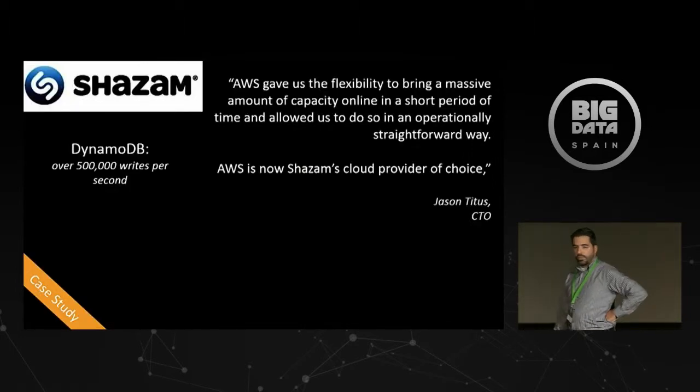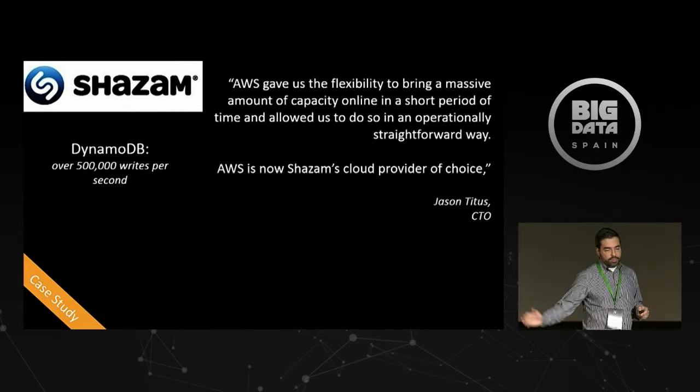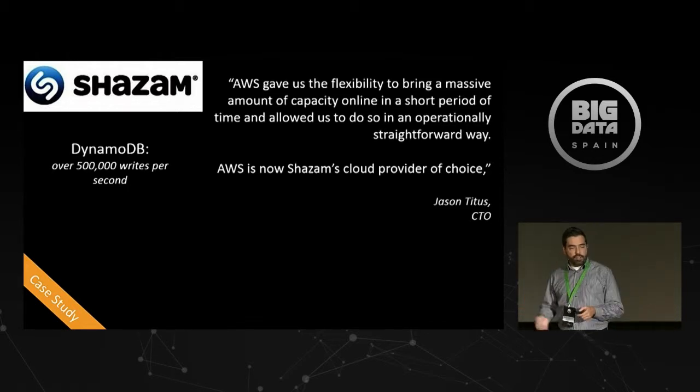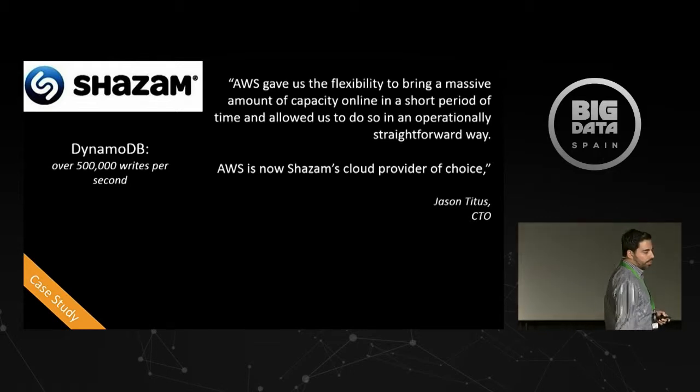Another good example for DynamoDB is Shazam. Shazam, for 1 day per year, when there is a Super Bowl event in the US, they allow their users to tag the whole event, and they need over 500,000 writes per second. So what they do is, for that particular day, they increase the throughput on DynamoDB. They only pay for that, and then after the end of that event, they scale down.